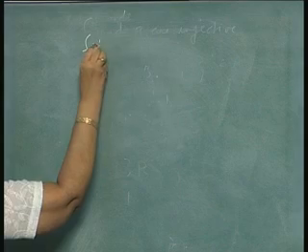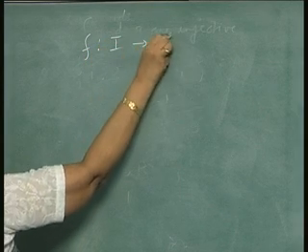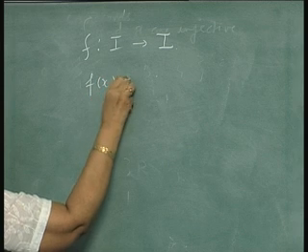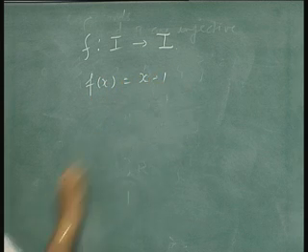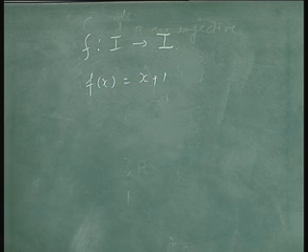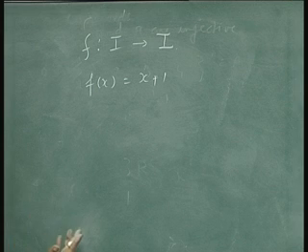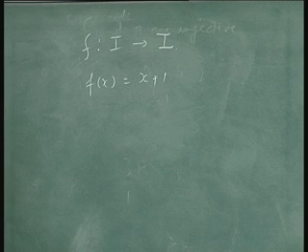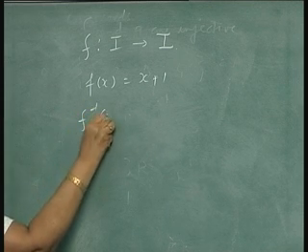f from I to I, set of integers to set of integers, such that f of x is equal to x plus 1. Then 2 will be mapped down to 3, 3 will be mapped down to 4, 4 will be mapped down to 5. It is a bijective function. You know that different elements will be mapped down to different elements. What is f inverse of x?